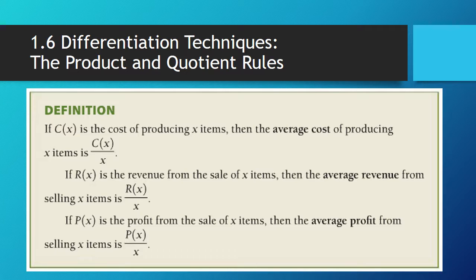And then we have a similar function for revenue and profit. If R of x is the revenue from the sale of x items, then the average revenue will be R of x over x. And if P of x is the profit from the sale of x items, then the average profit will be P of x over x.